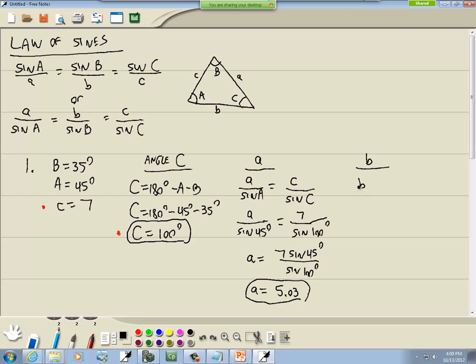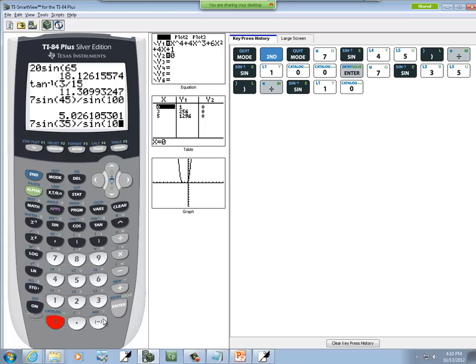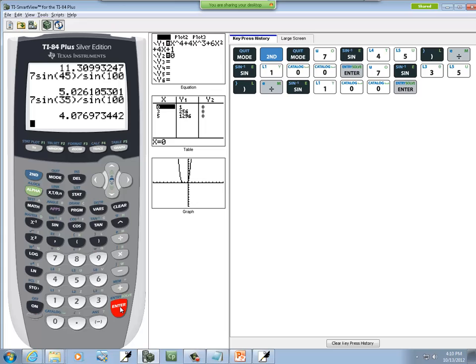Okay, so let's find B. So I'll put B over sine B. And we've already indicated we have to go with the C's. So we'll do C over sine C. So I got B over sine B, which B was 35 degrees, equals 7 over sine of 100 degrees. Now we'll multiply both sides by sine 35 degrees. So we got 7 sine 35 degrees over sine of 100 degrees. And let's go put that in, see what we get. 7 sine of 35, close parentheses, divided by sine of, I think it was 100, wasn't it? Yeah. 100 degrees. And to 2 decimal places, we get 4.08.